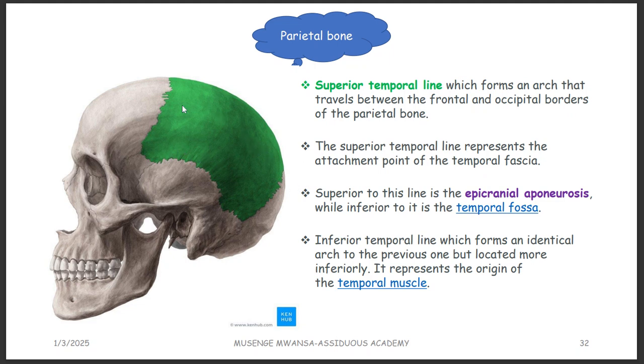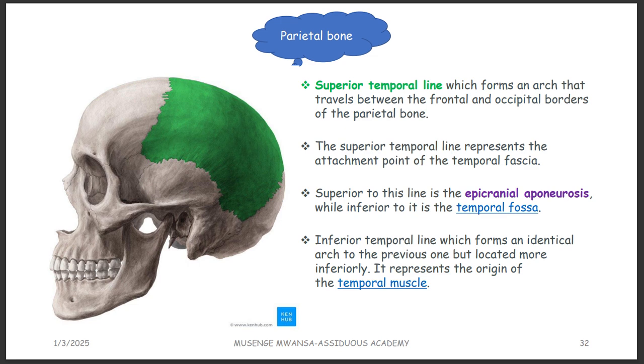On the top of the superior temporal line, this same line that you can see here, we are going to have a very long muscle that will start from the occipital end here. It will go all the way and reach to the front. We call that muscle the occipital frontalis because it comes from the occipital end to the frontal end.